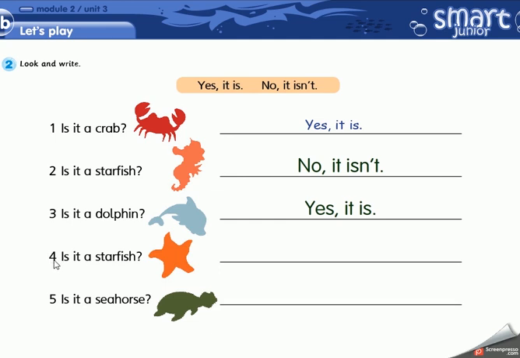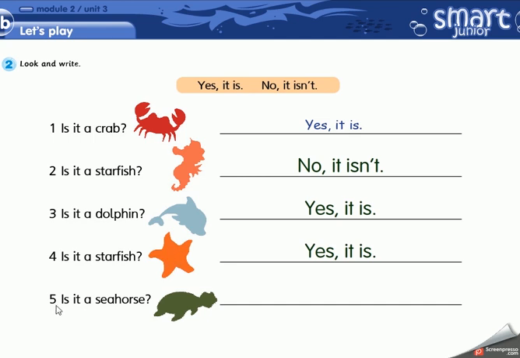Let's see number four. Is it a starfish? Yes, it is. No, it isn't. What do you think? Is it a starfish? Very good. Write it down. Yes, it is. It's a starfish.